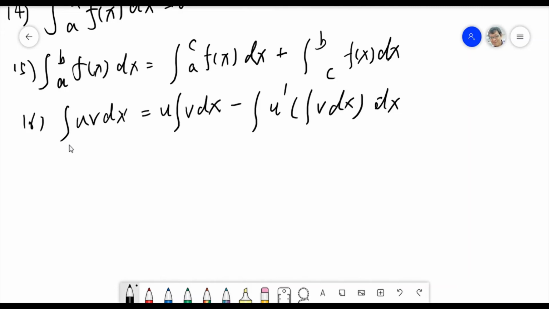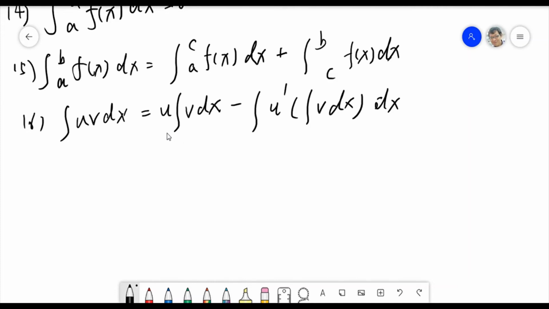16 is called partial integration. Why is it called partial? Because it's integrating by part. Suppose u is a function of x, and v is another function of x. If they are multiplied together and integrated, how will we solve this? We will integrate by parts.